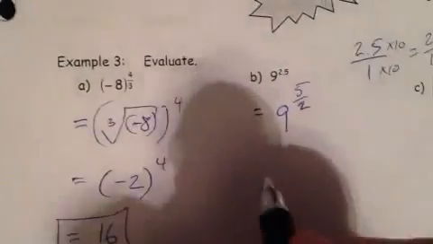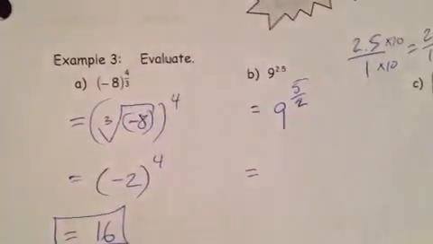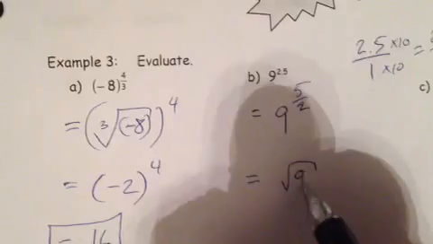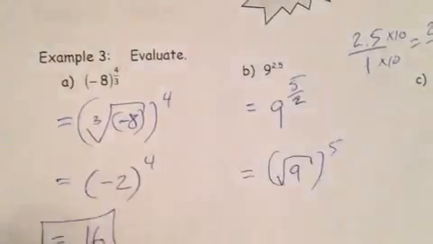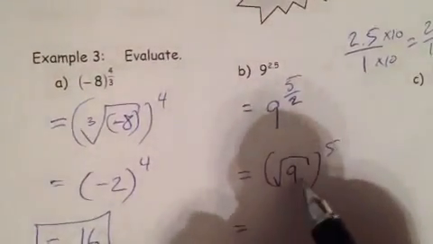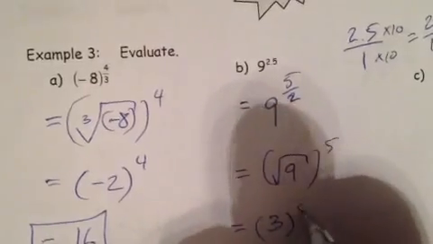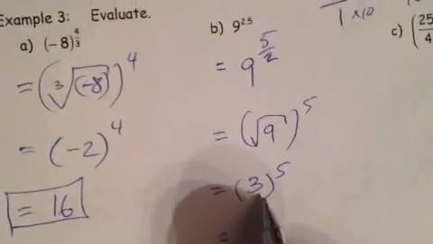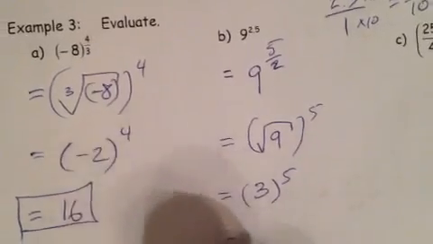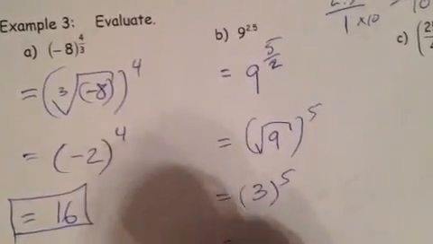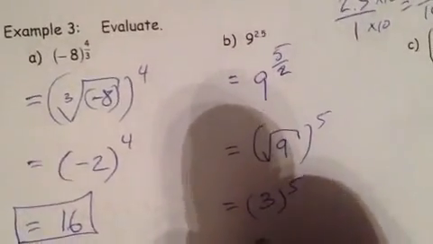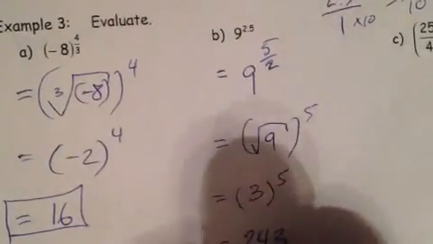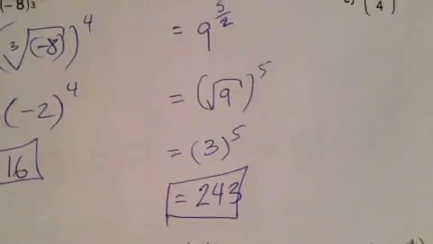Now that you have it as a fraction, we can apply the same rule as we did over there. This is to the power of 1/2, which means the square root of 9, and then still to the power of 5. And the square root of 9 is just 3, so this is 3 to the power of 5. And this is not too bad of a number, you can actually evaluate this one. 3 times 3 times 3 times 3 times 3, 5 times, is 243, I believe. Yes, it is. So this is the final answer, 243.